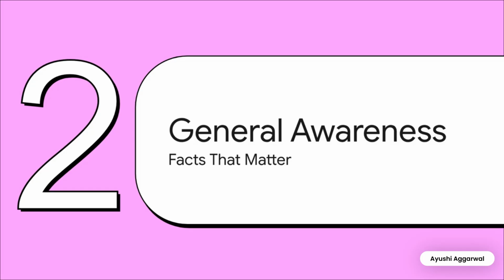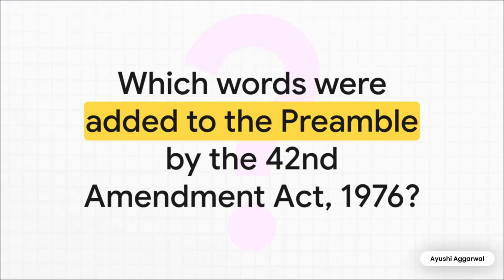Okay, let's shift gears now and jump into general awareness. This is a section where you can really rack up the points, as long as you have a solid grip on the key facts. It's not about tricky calculations, it's all about what you know. Now check this one out. This is a super important question from Indian polity that comes up all the time. Which of these words were added to our preamble by the 42nd Amendment way back in 1976? You can bet this topic is a favorite for exam setters.